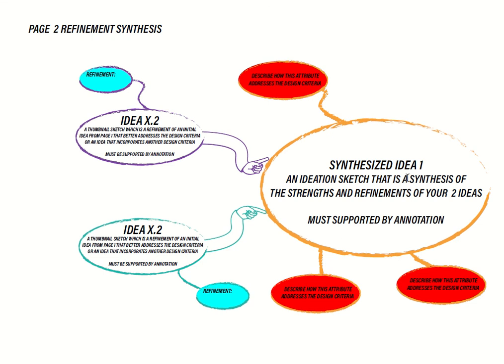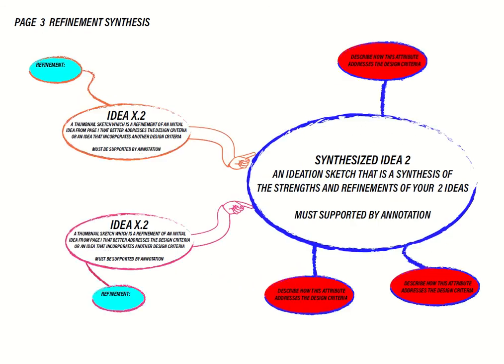So in a lot of ways, this idea should have attributes that actually meet design criteria 1, meet design criteria 2, meet design criteria 3. Maybe they meet them all, maybe there are some limitations in that synthesis, so that's okay, you can annotate that as well. And then we've decided we're going to use the same strategy for page 3. So we're going to come up with 2 synthesized ideas.